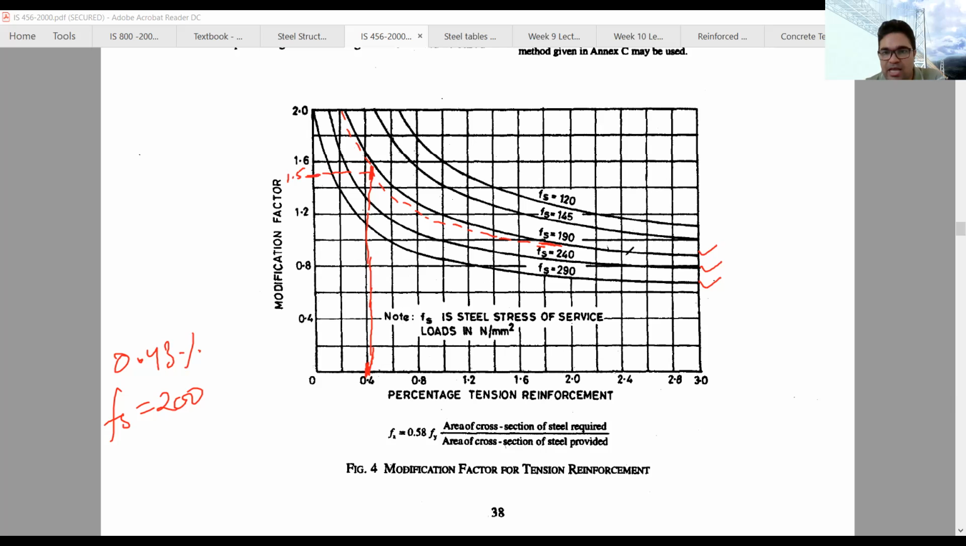First, we will check the Fs curve. Just imagine where that curve will lie. This curve is for 190, and our Fs value is 200, so the curve for 200 will be just below the 190 value. If we extend this line, where this curve cuts, corresponding to that we will read the modification factor value. So this is how we read it. From the graph we can find out MF1 as 1.5. Now we will put this value in the equation to satisfy the condition of the deflection.